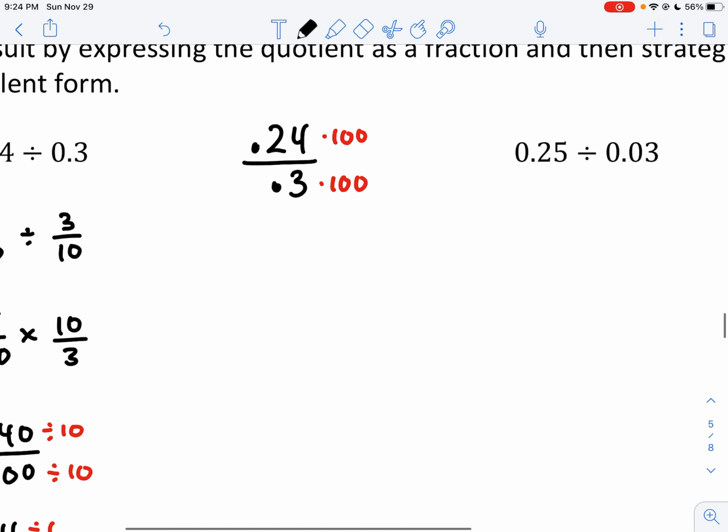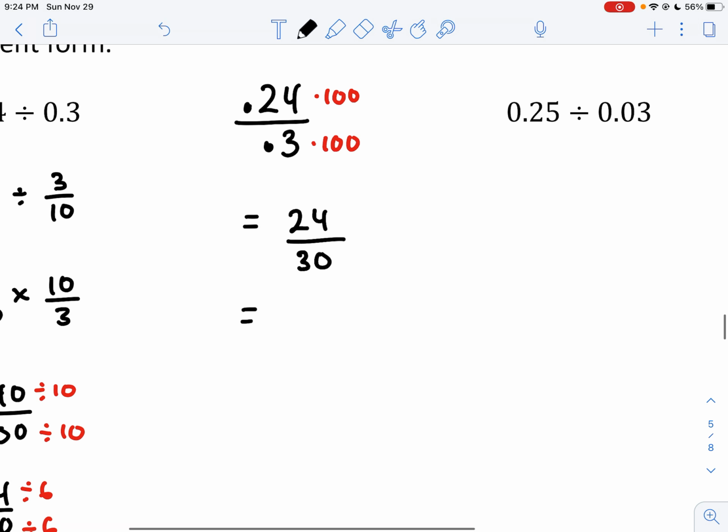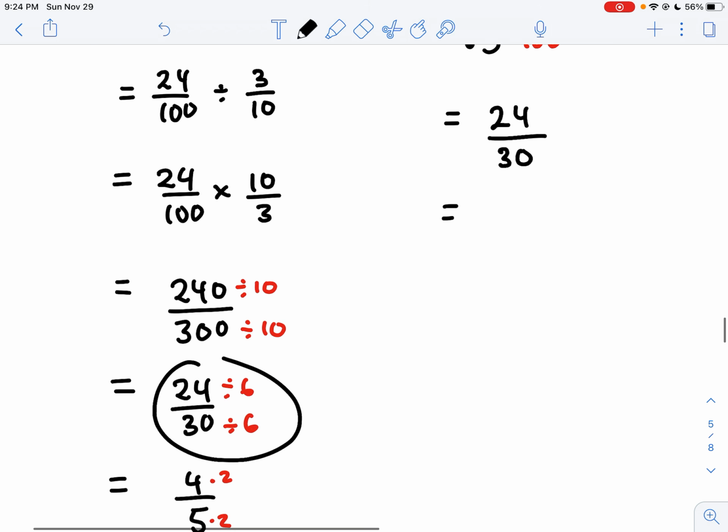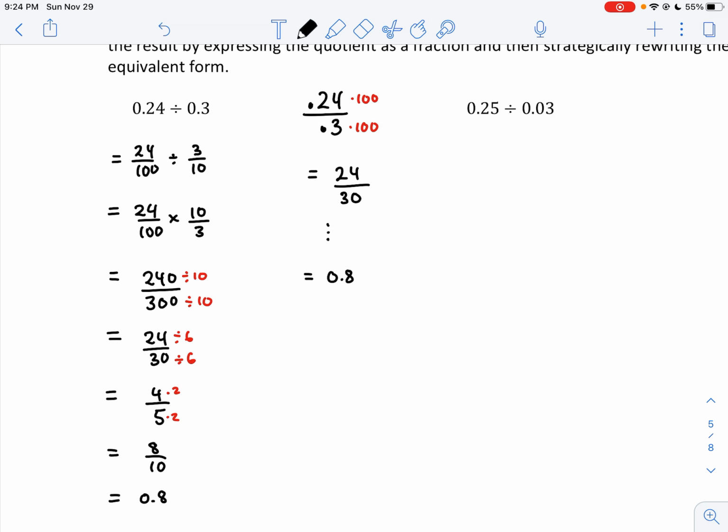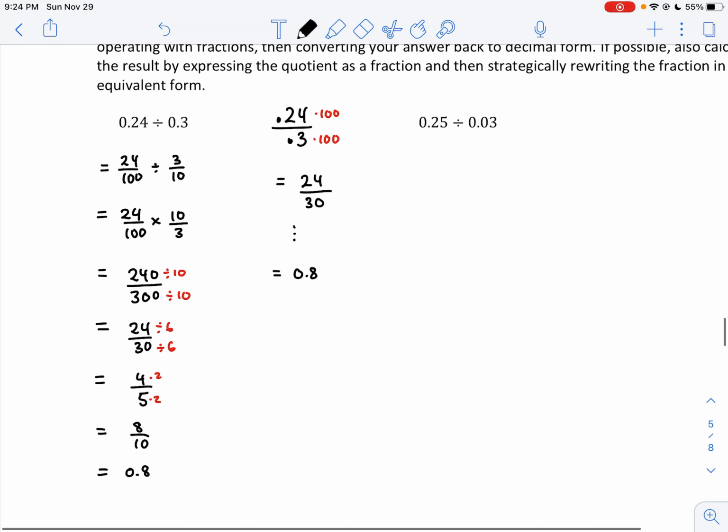And watch what happens. Well, to multiply 0.24 by 100 is straightforward. Just move the decimal to the right twice and that makes it 24. Now multiply 0.3 by 100. You also move the decimal twice, so that turns 0.3 into 30. And now we're at the point essentially right here again, all over again. So this will wind up becoming 4/5. We've already repeated this work, so 0.8 will be the result this way.